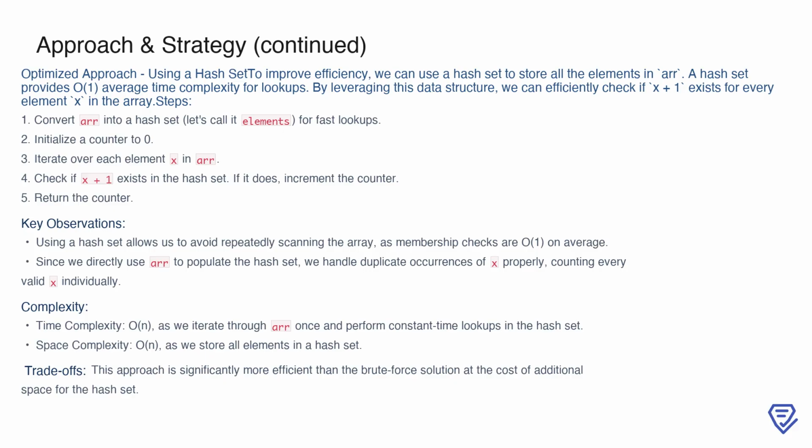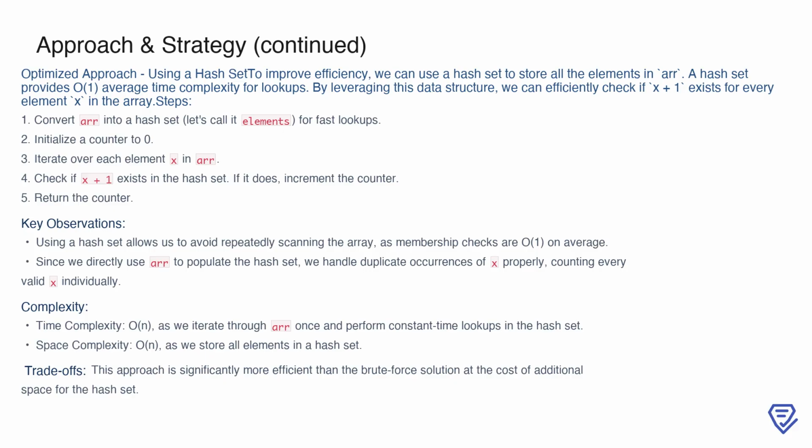First, we pre-process the array by converting it into a hash set, which we'll call elements. This allows us to perform membership checks quickly. Next, we initialize a counter to 0 and iterate through each element in the original array. For each element, we check if x plus 1 exists in the hash set. If it does, we increment the counter. Finally, the counter is returned as the result.